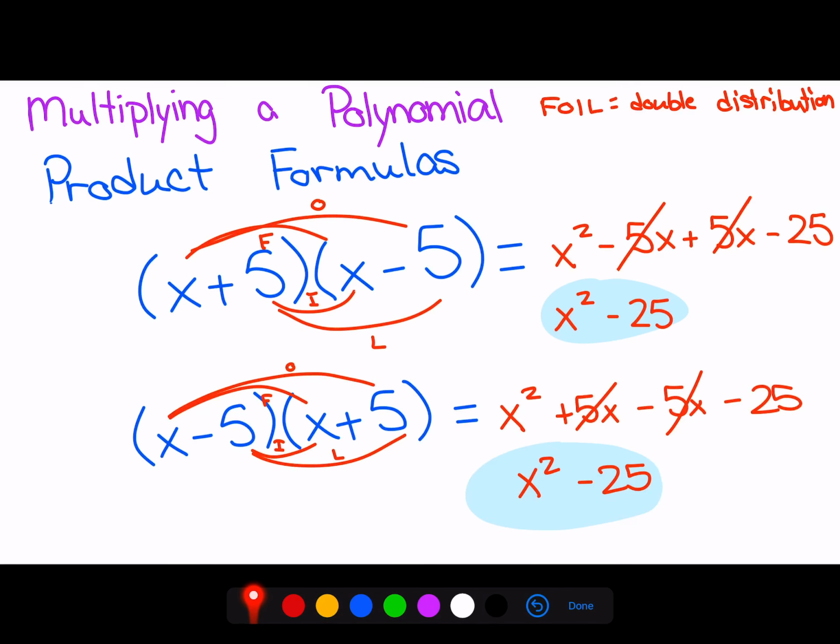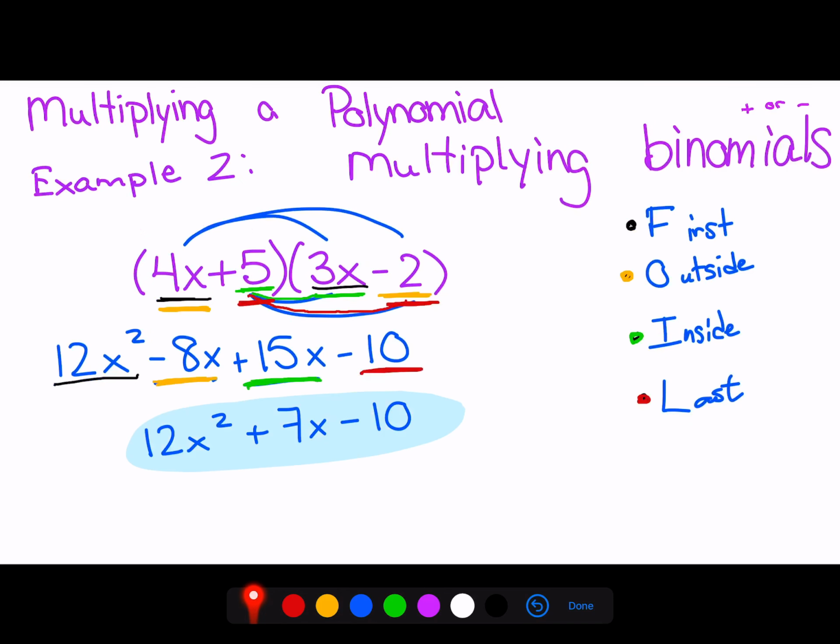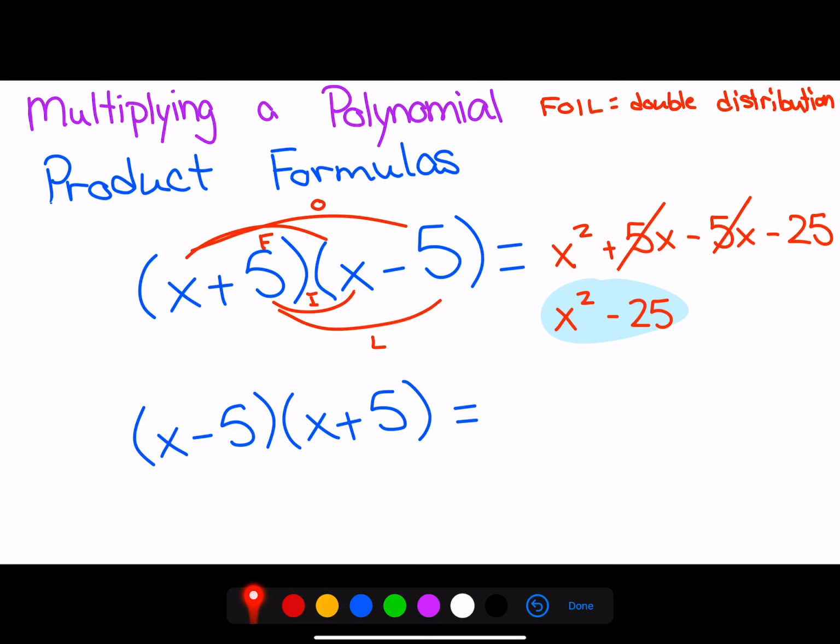If you didn't want to use that formula I just showed you guys, you can still FOIL. So first, outside, inside, last, and first, outside, inside, last. As you can see, this is what happens, because usually we have 4 numbers when we FOIL. We get negative 5x and positive 5x. Those are opposites of each other. They cancel each other out, which leaves us with x squared minus 25. That's why these are so different compared to the one we worked on earlier, because that came out with 3 terms. These are only coming out with 2 terms, and the reason why is because they cancel each other out right here.